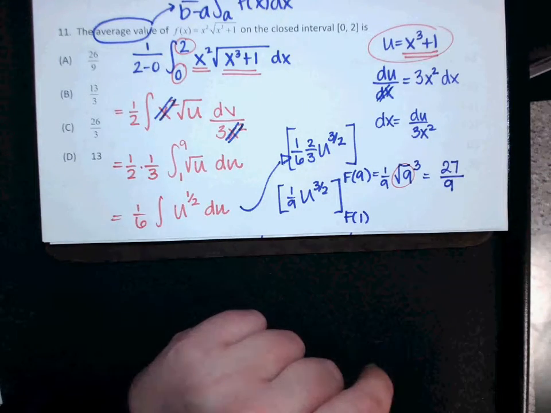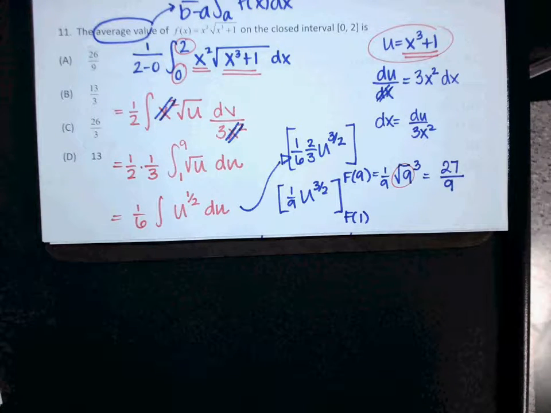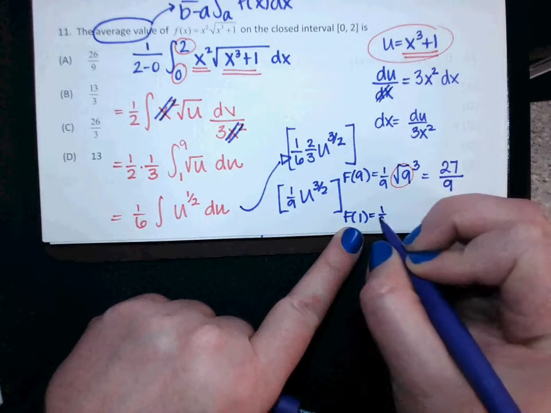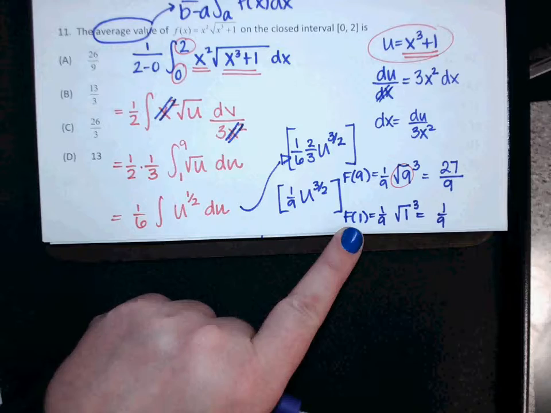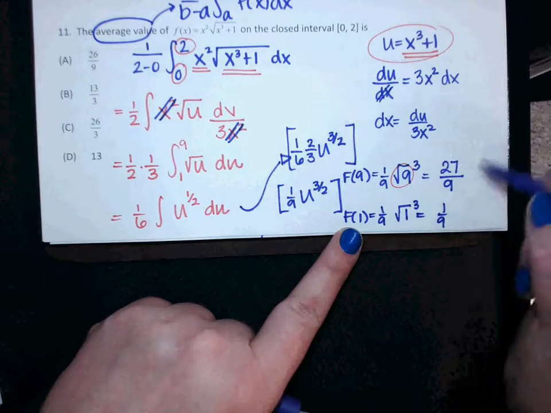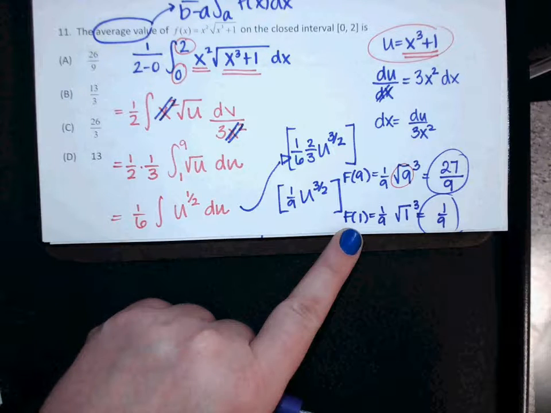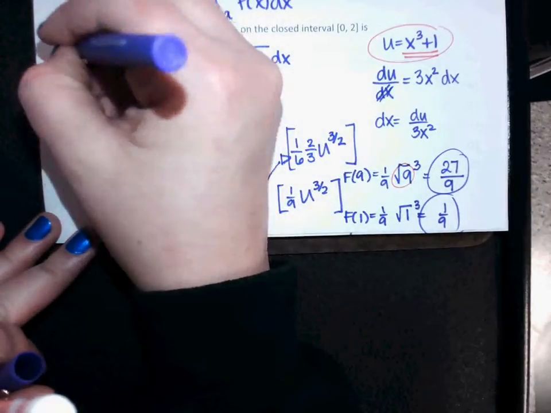Now, can you reduce that to 3? Yes, but don't, because if these are both fractions, I want them to have the same bottom. So I'm going to leave it over 9 for now. Okay, then down here I'm plugging in a 1. That'd be a 9th times the square root of 1 cubed, which is just a 9th. And then what do you do with those two endpoints? Subtract. So 27/9 minus 1/9 is 26/9. Which one is it? A. Very good. Okay.